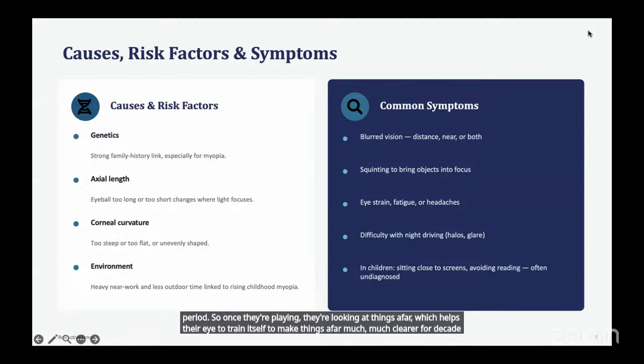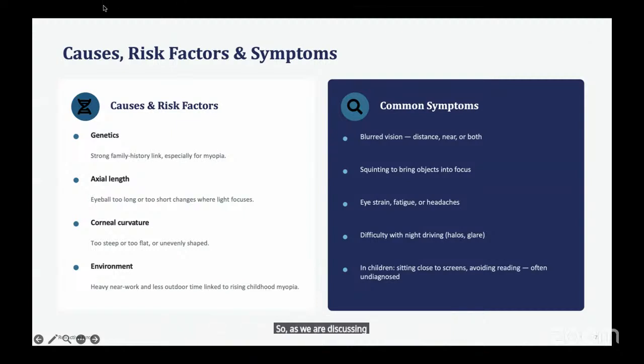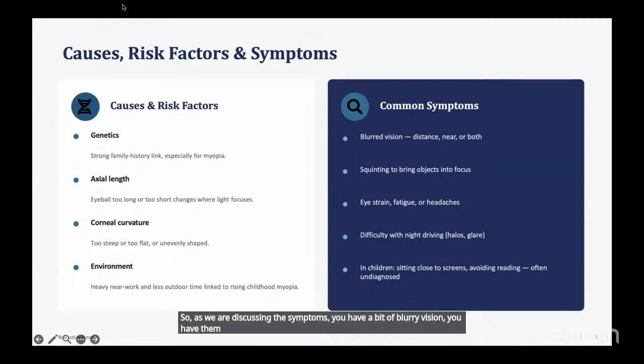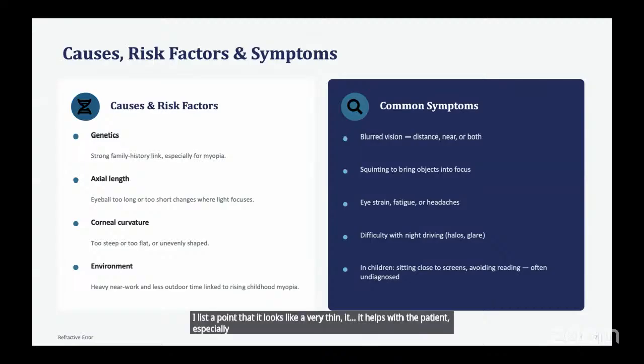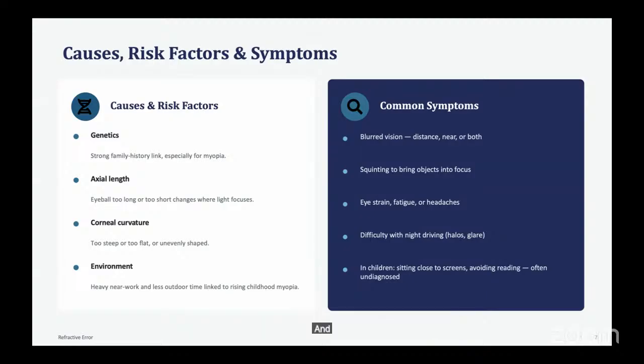So as we are discussing the symptoms, you have a bit of blurry vision, you have them squinting their eyes, looking like how Chinese people's eyes look. Sorry to use that word, but they'll reduce their eyelids to the point that it looks like a very thin slit. It helps with the vision, especially in myopes. It really helps them to see much more clearly. And they strain their eyes a lot. They get fatigue. They get a lot of headache.